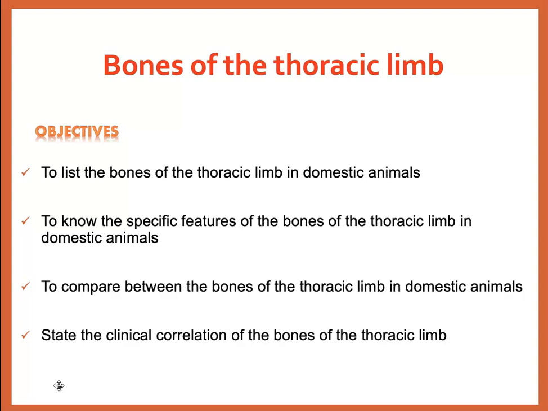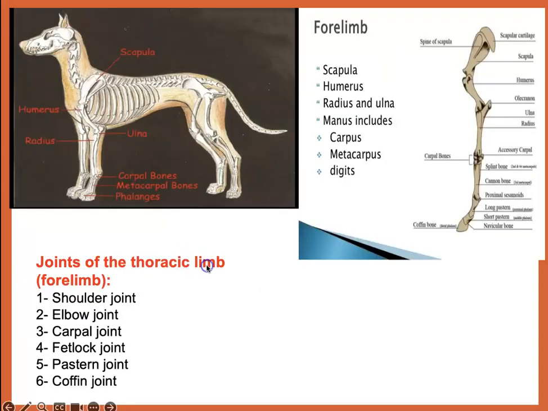So today we'll speak about the bones, the osteology of the thoracic limb. The objective today is to speak about the bones of the thoracic limb in domestic animals, to compare between the bones of different animals, to know the specific features of each bone of the thoracic limb, and to state the clinical correlation of the bones of the thoracic limb.